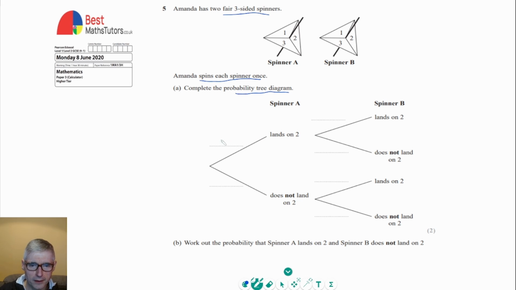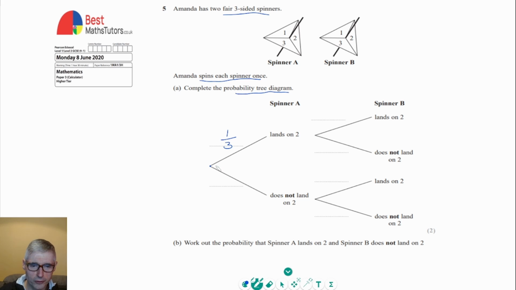So here we've got 2 possible outcomes we're looking at. So it's either going to land on a 2 or not land on a 2. Because it's equally likely to land on any of the numbers, it's one way of landing on a 2 out of 3 possible outcomes. So the probability of landing on a 2 for spinner A is 1/3.